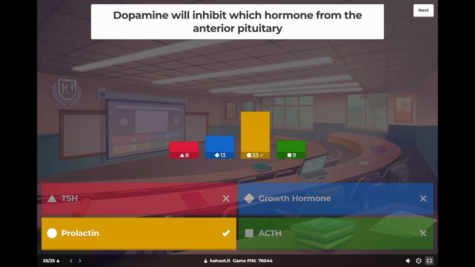ACTH. What is the negative feedback for ACTH? What does ACTH create? Cortisol. So cortisol provides the negative feedback for ACTH production. Prolactin, dopamine inhibits prolactin production. So make sure you know all those hormones. There's 5 in the anterior, 2 in the posterior. Know those negative feedbacks.